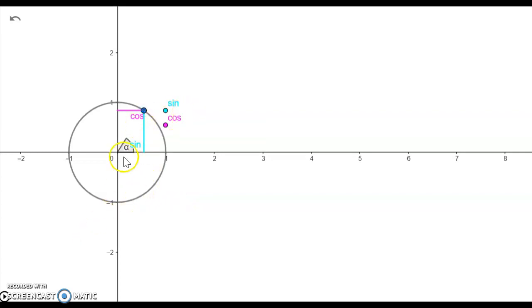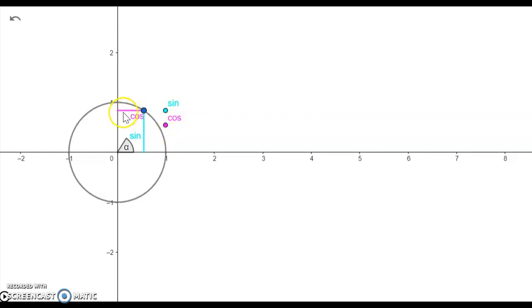Okay, so this is a simulation for sine and cosine. You notice the sine here. Sine is the y coordinate, so that's why it's the turquoise. It's the length of the turquoise line here. And the cosine is the x coordinate, which is the horizontal distance, so it's the length of the purple line here. These two dots are going to represent where cosine is.